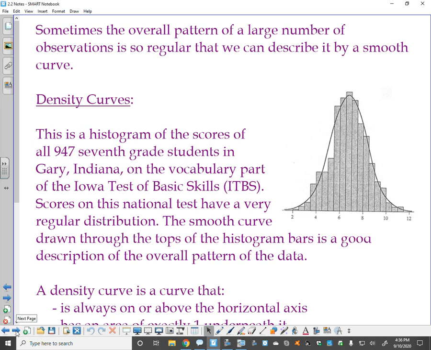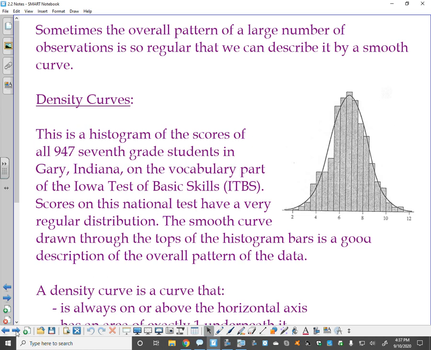Sometimes the overall pattern of a large number of observations is so regular that we can describe it by a smooth curve. So this is a density curve. It's a histogram. You can tell it's a histogram because the bars are touching. It's a histogram of the scores of 947 seventh graders in Gary, Indiana, on the vocabulary part of the Iowa Test of Basic Skills.